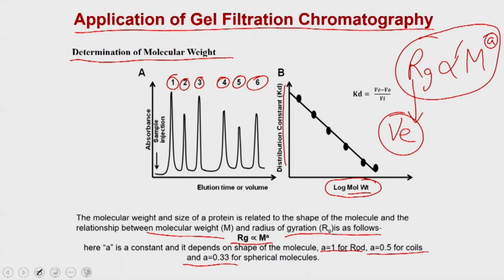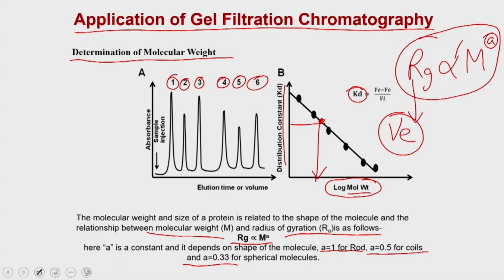Then you do the same exercise, calculate the VE, and then you calculate the Kd value of your unknown protein. Suppose this is your unknown protein, that will give you the log molecular weight, and from this log molecular weight you can calculate the molecular weight of that particular protein.